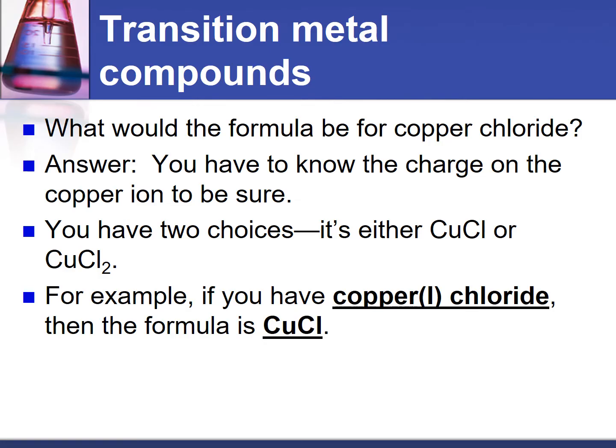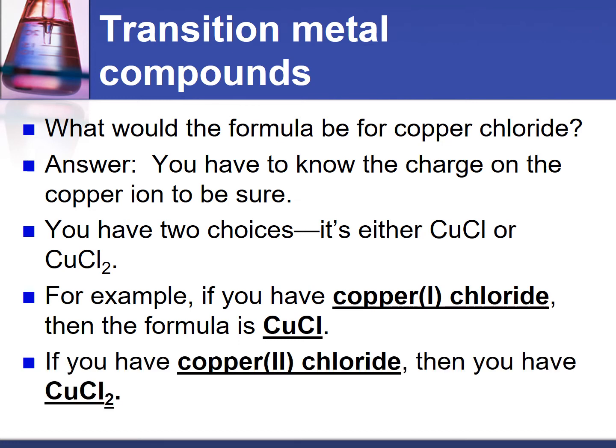On the other hand, if you had copper 2 chloride, copper with a +2 charge, then you need a 2-to-1 ratio. And so the formula would be CuCl2.